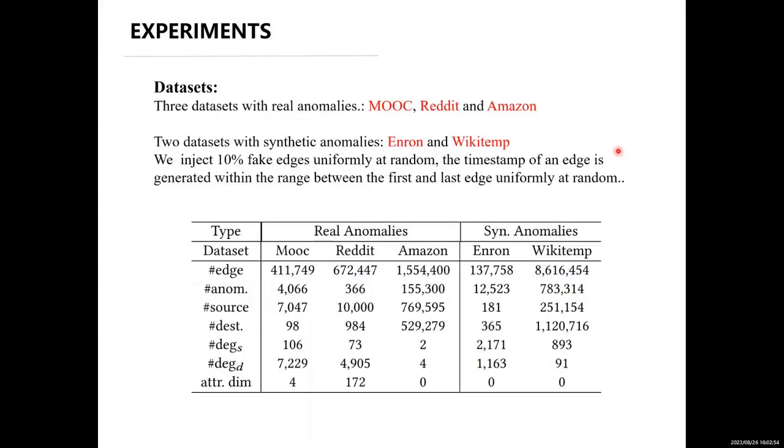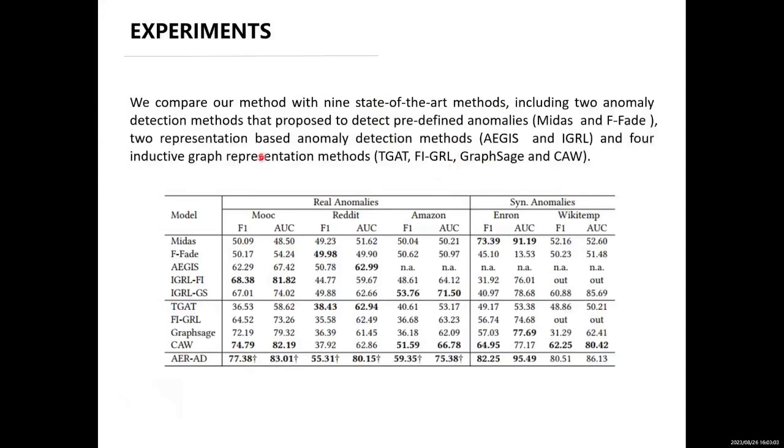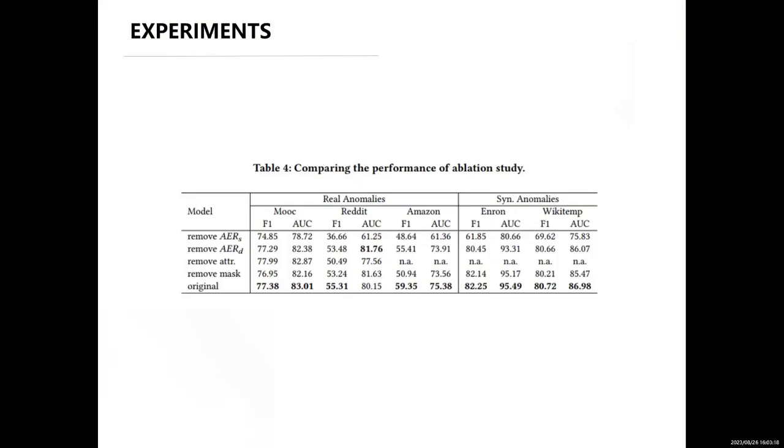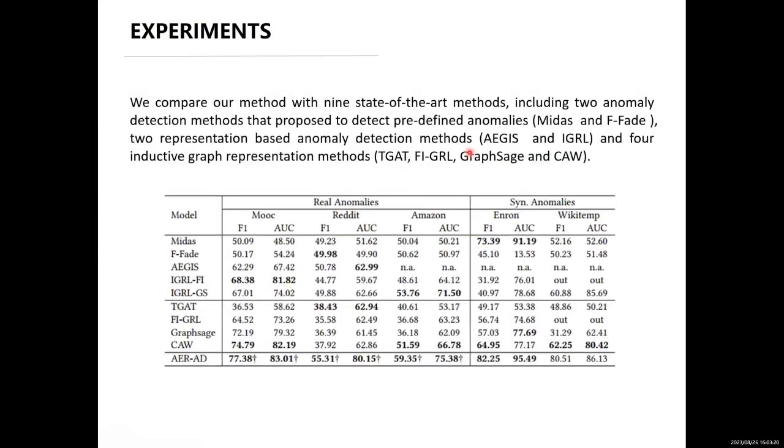In our experimental study, we use 3 datasets with real anomalies and 2 datasets with synthetic anomalies. We compare our methods with 9 state-of-the-art methods, including 2 anomaly detection methods that propose to detect predefined anomalies, 2 representation-based anomaly detection methods, and 4 inductive graph representation methods. From this table, we can see that the proposed method achieves the best performance.